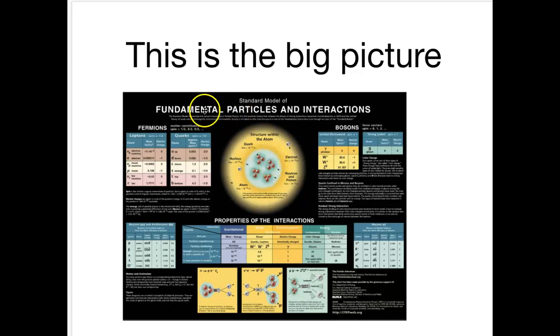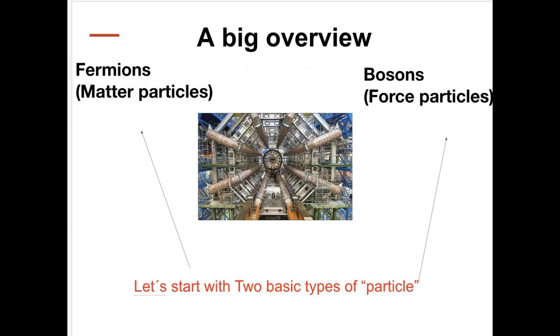thinking about. You need to think about fermions and bosons and quarks and leptons and baryons. It is quite an overwhelming picture. So let's try and break it down and keep it as simple as possible. To start with, there are two types of particle, fermions and bosons. Fermions are associated with matter, and bosons are particles which carry a force.